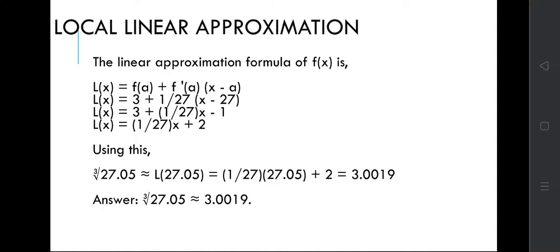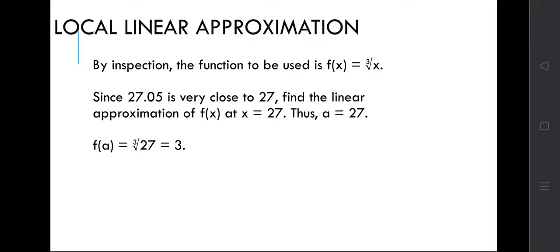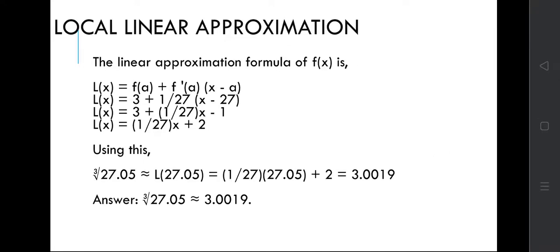The linear approximation formula of f of x is equal to the linearization of x, which is equal to f of a plus f prime of a multiplied by the quantity x minus a. So, substitute na natin. A is equal to 27. And, yun, let's plug in values. By the way, f of a is equal to 3. Kaya yun, ito yung f of a, 3 siya. F prime of a, alam na natin yung f prime of a. Ano siya? 1 over 27.